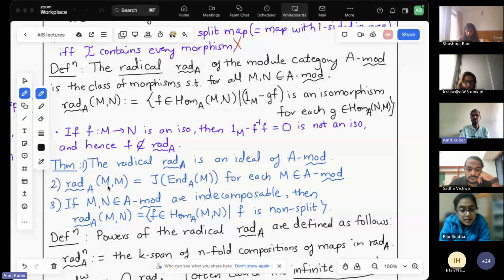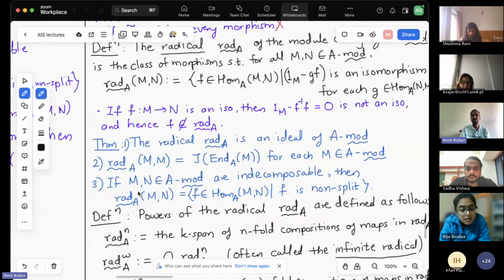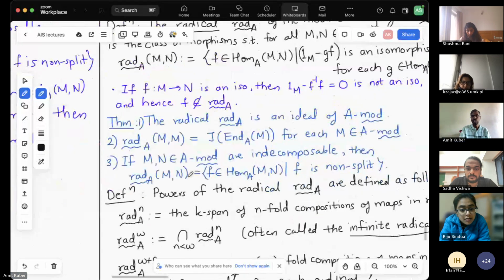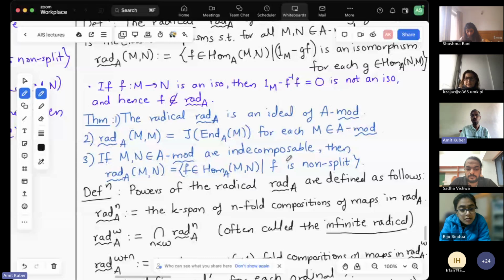And before that, we just noted that if you take the endomorphism algebra of a module, then its radical will be rad M, which is sort of obvious. And we are proving the third property, that between indecomposable modules, we want to show that the radical of Hom(M, N) is the same as those morphisms which are non-split. And yesterday we ended up by proving one side of this result.